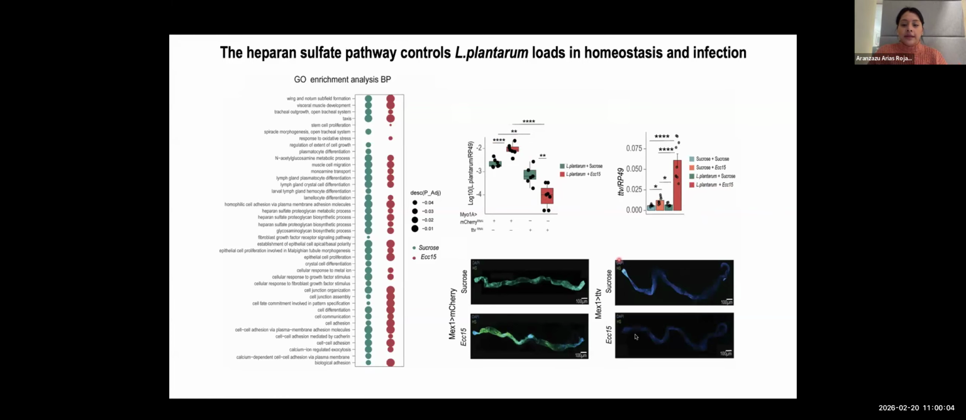So narrowing this down, as you can see here, when we treat the Drosophila guts with lactobacillus and then with the natural pathogen, we have overproduction of this, indicated by the heparan sulfate antibody here in green. But then when we knock down this pathway, we don't have any response. And on top of that, we barely have colonization of lactobacillus in the gut.